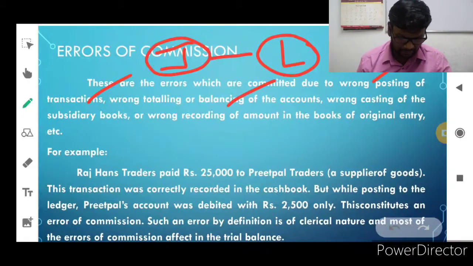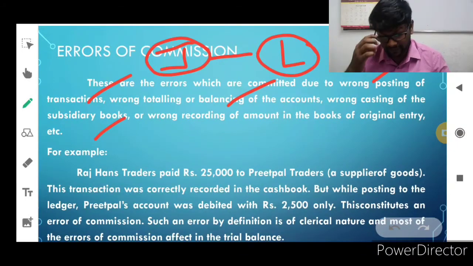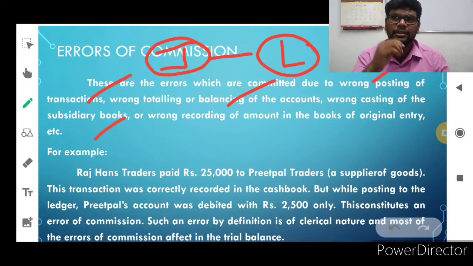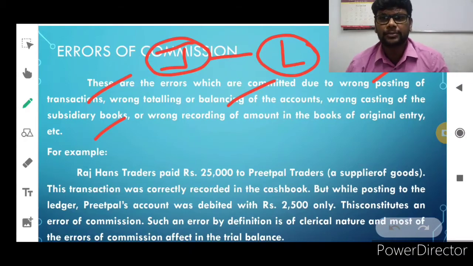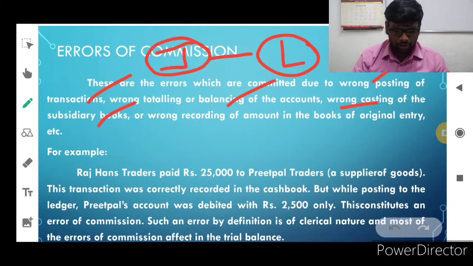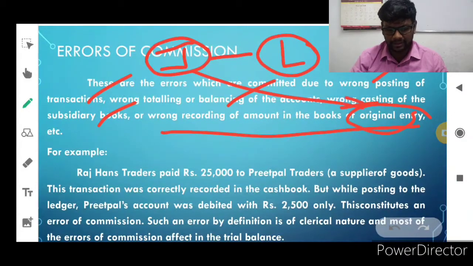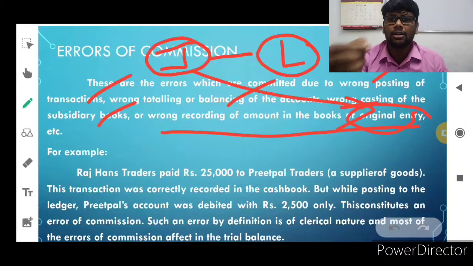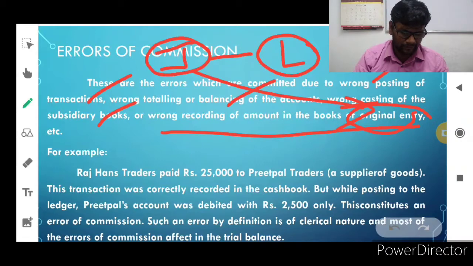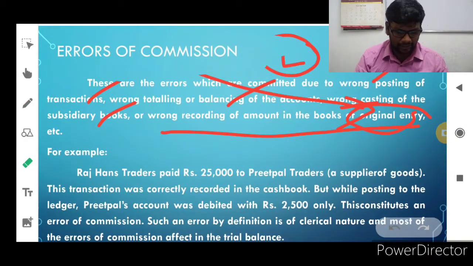A wrong costing of the subsidiary books. Subsidiary books are the books which are very helpful to prepare an account. Purchase book, purchase returns book, sales returns book, and so many subsidiary books we have studied. Wrong recording of the amount in the books of original entry. Original entry means journal, isn't it? There, if we record a wrong amount on the debit side or credit side, that also leads to errors of commission.